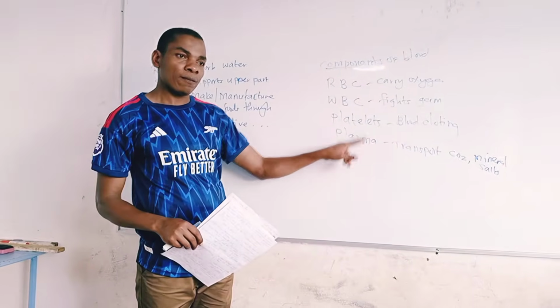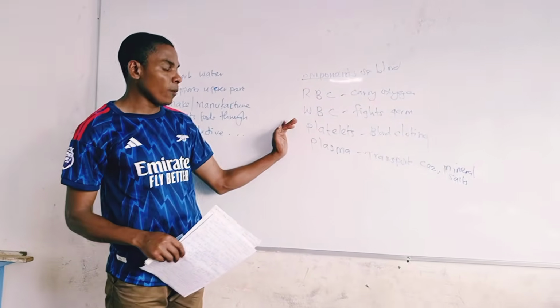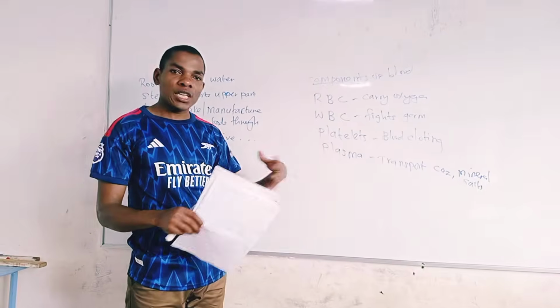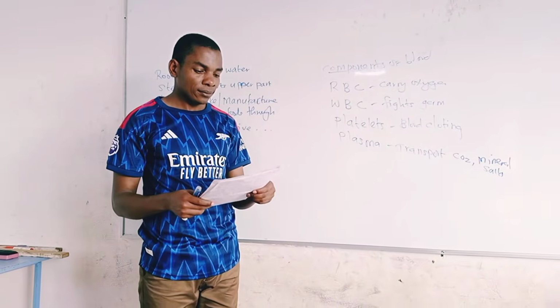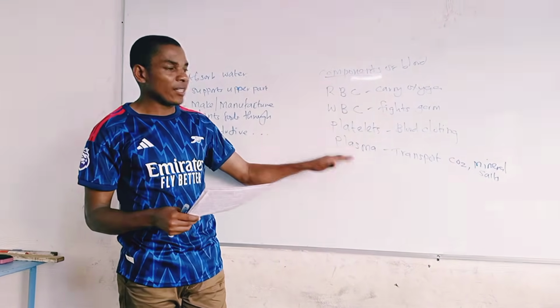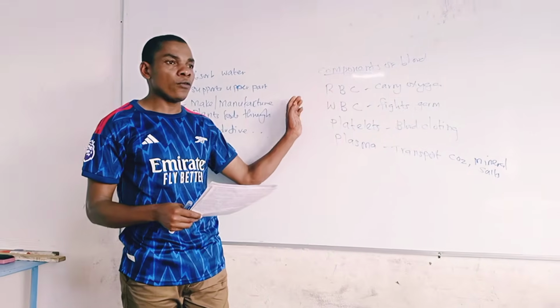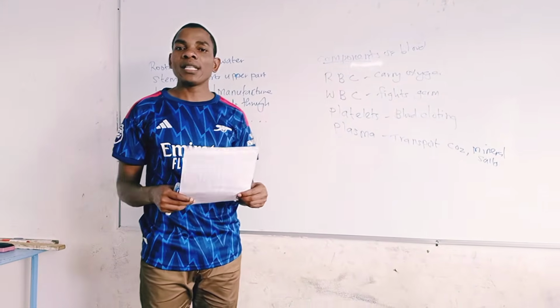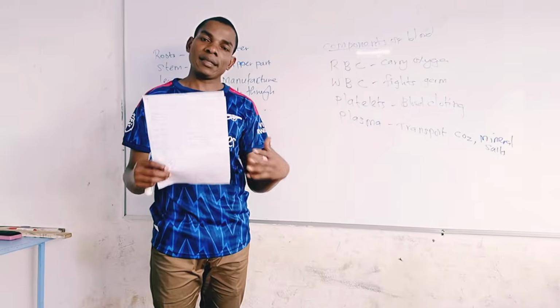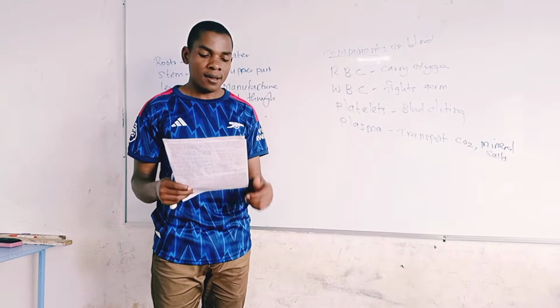This is just water carrying these things and it looks yellowish. You see? So a question can come from here, asking about the components of blood. Remember, you are now predicting integrated science, Grade 6, KPSEA this year.